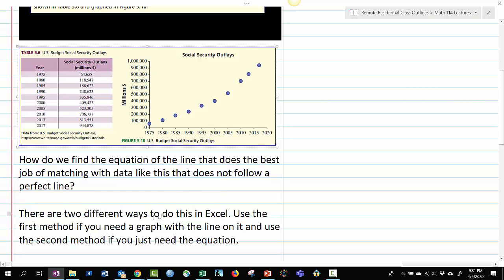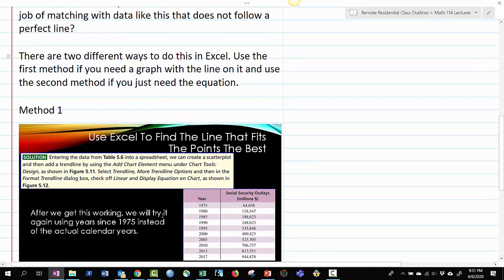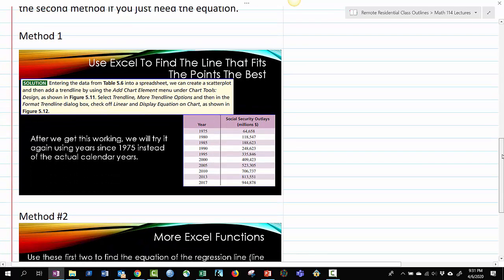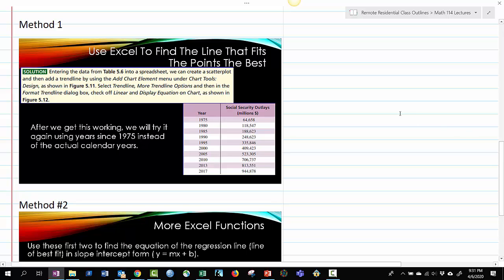Now, there are two different ways to do this in Excel. You use the first method if you need a graph with the line on it, and use the second method if you just need the equation. All right, so the second method's quicker if you just need the equation. But sometimes you're going to be asked about a graph and a line, and the first method will get you both. All right.